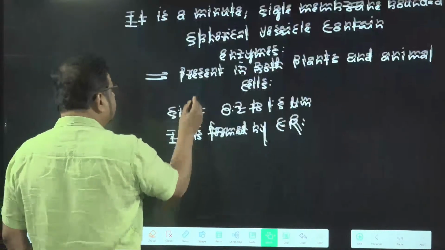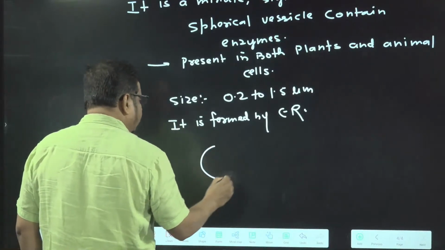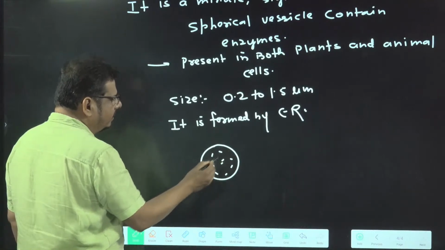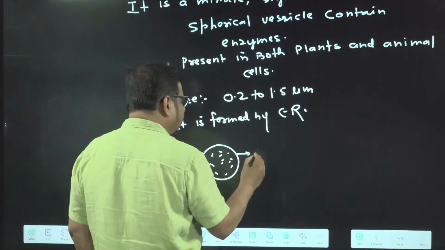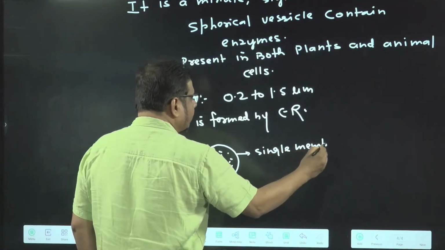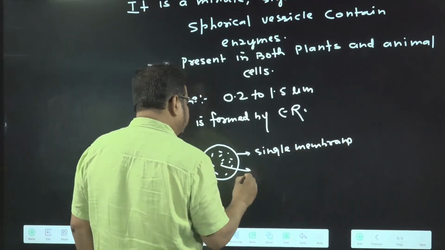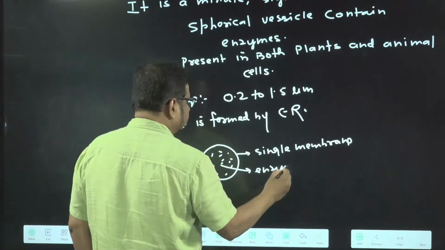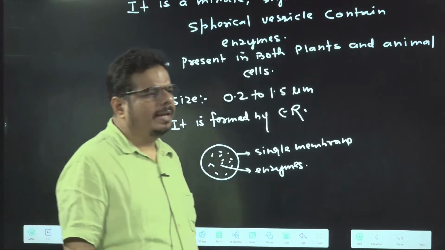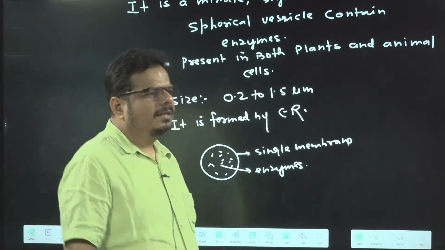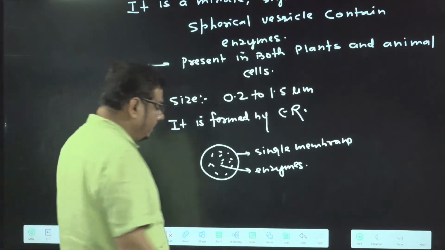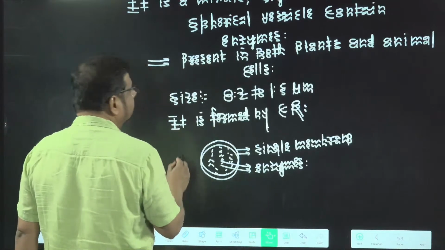How does it look in structure? You will find there is a spherical membranous vesicle and it contains what? Enzymes. So it is single membrane, and here enzymes are present. Okay, now I am giving a brief idea about types of microbody. I will not say much because NCERT said only 2 lines. But I will tell you the name, at least, and one function at least.